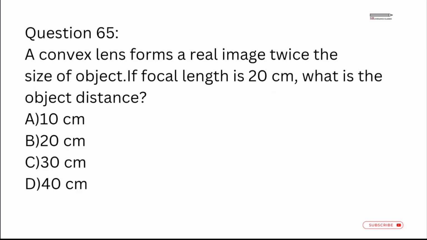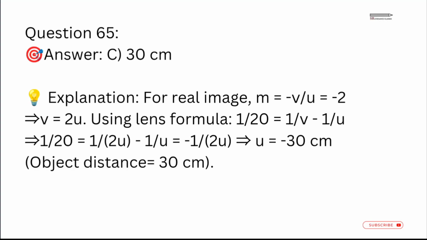A convex lens forms a real image twice the size of object. If the focal length is 20 cm, what is the object distance? The answer is option C, 30 cm.